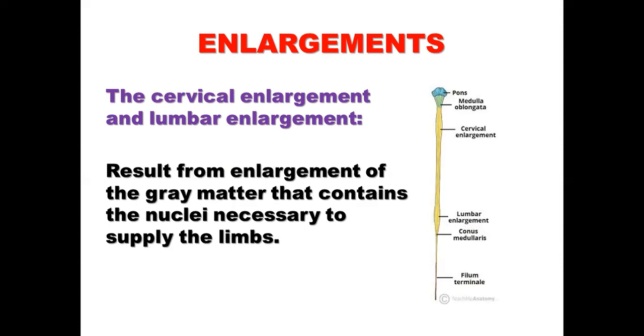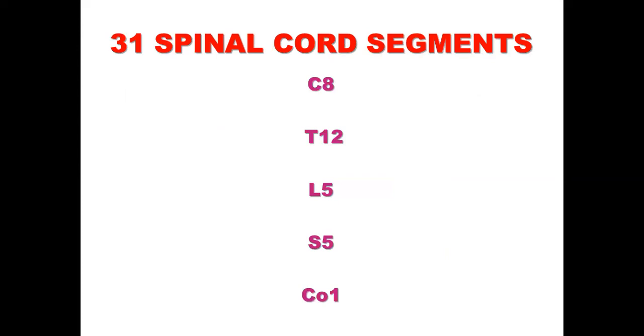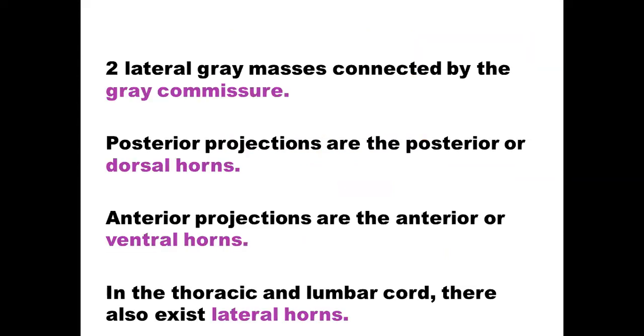This is the picture showing cervical enlargement and lumbar enlargement. And these enlargements result from enlargement of the gray matter, that is anterior horn cells, that contain nuclei that supply the upper limb from the cervical enlargement and lower limb from the lumbosacral enlargement. So we have 31 segments of spinal cord: 8 cervical, 12 thoracic, 5 lumbar, 5 sacral, and 1 coccygeal. Now we are going to start histology.